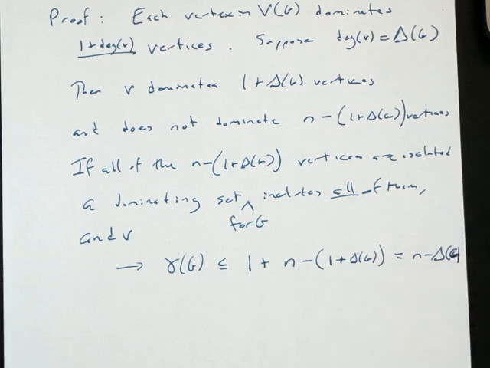v and the rest of them. If some of them aren't isolated, then those vertices will dominate more things. I can remove them from the dominating set, and that would make the domination number smaller. But there's my upper limit. How about the lower limit?